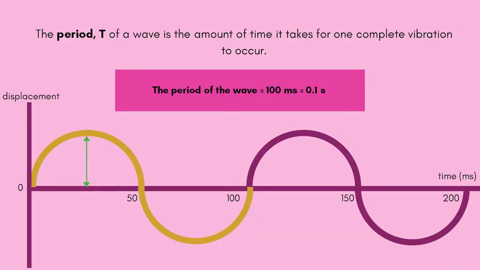The period T of a wave is the amount of time it takes for one complete vibration to occur. The period of the wave in the picture below is 100 milliseconds, which converted to seconds will give you 0.1.